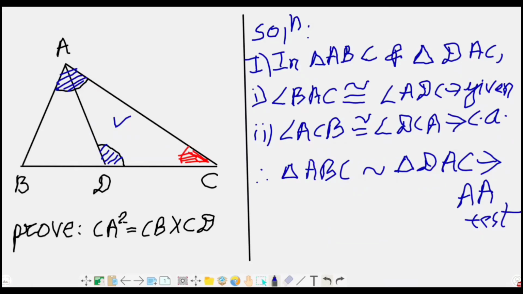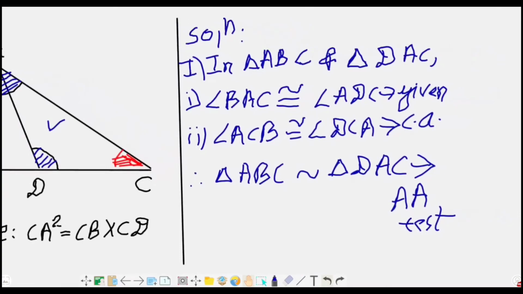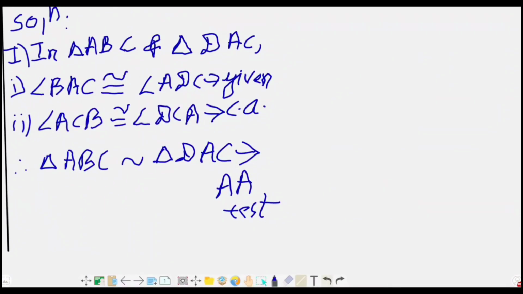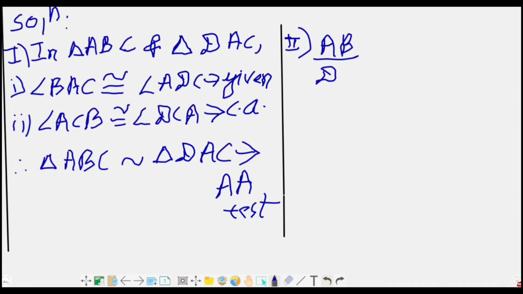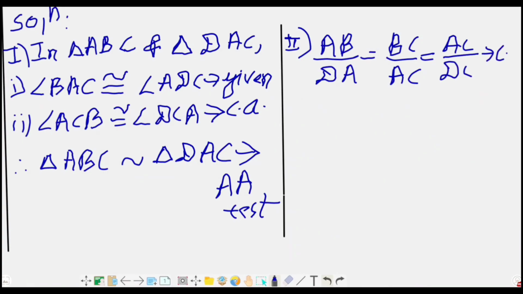Now once both the triangles are similar, we can write their ratio of corresponding sides, students. Correct? So in the next part, I can write the corresponding sides. AB upon DA, same way BC upon AC, and third part, AC upon DC. These are my corresponding sides.